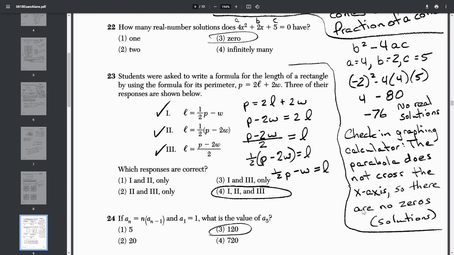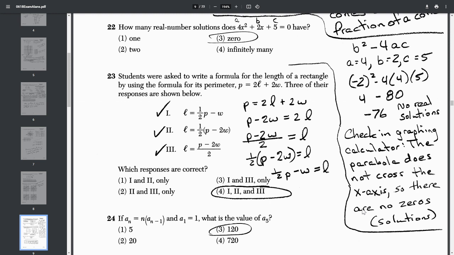Number 23 wants you to rewrite this equation in terms of L. So to get L alone, we would have to move the 2w to the other side and then divide by 2 to get the L alone. And all 3 choices show that correctly done. They moved the 2w to the other side and then they divided everything by 2.